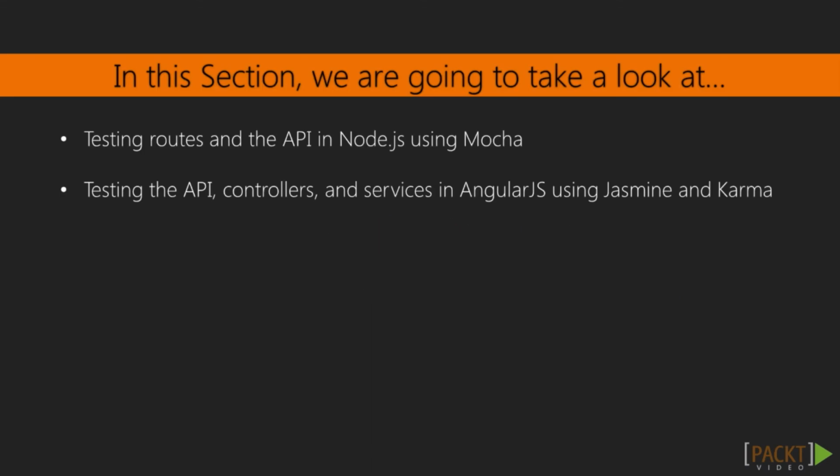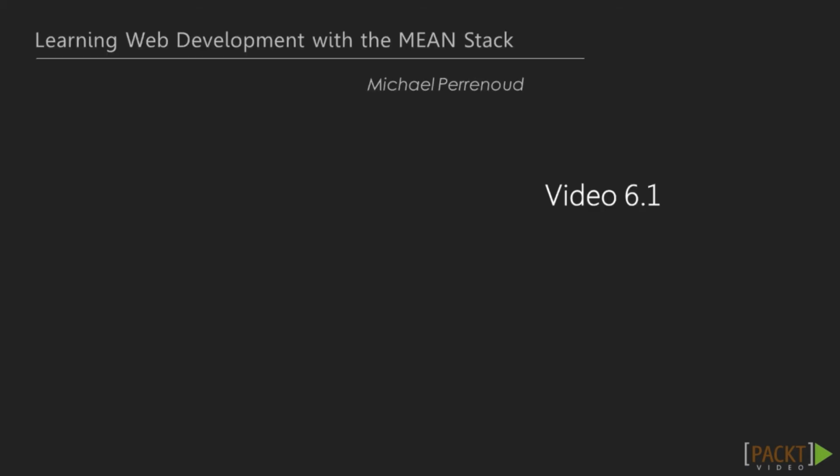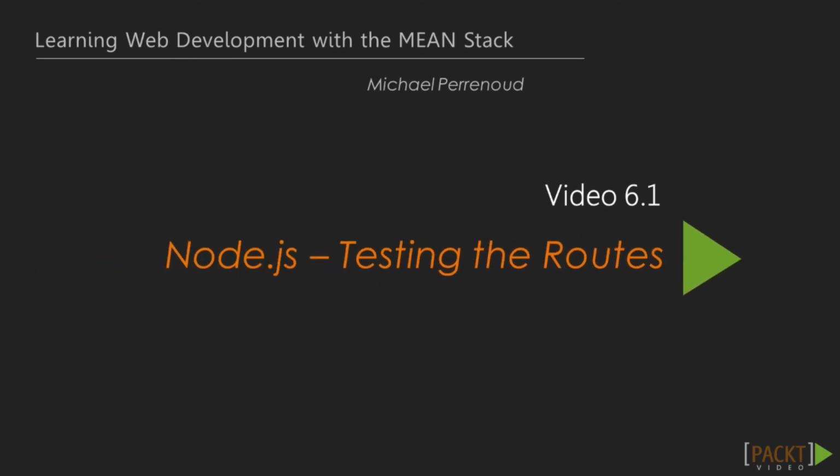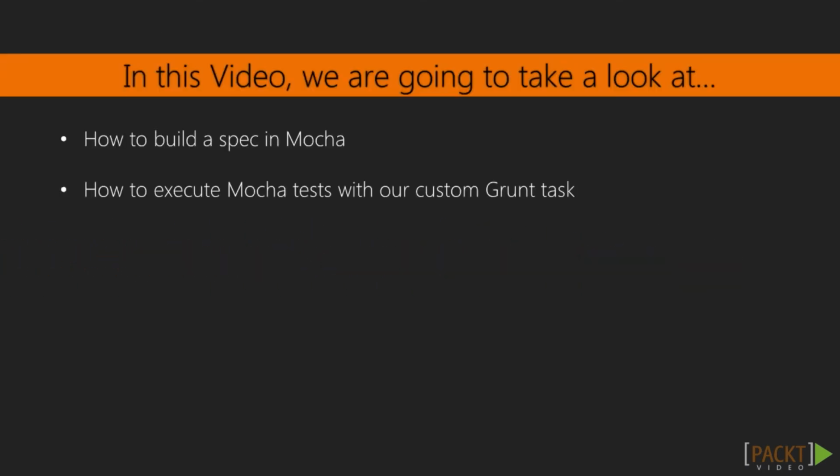Over the next 5 videos, we are going to be testing machines. We will use Mocha, Chai, Jasmine, and Karma. This is where we get to harden our application. This is the first video in this section. And in this video, we will be discussing how to build a spec in Mocha to test a route and how to execute our Mocha tests using our custom Grunt task.